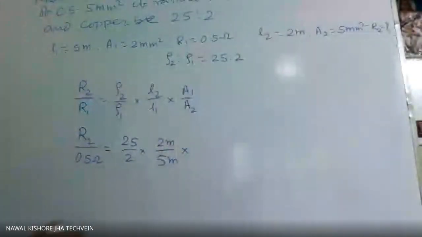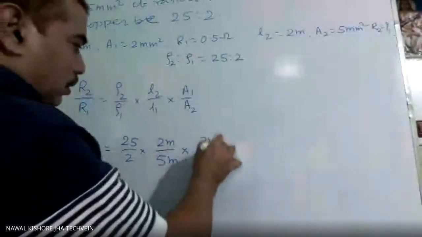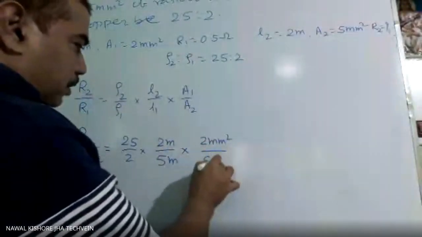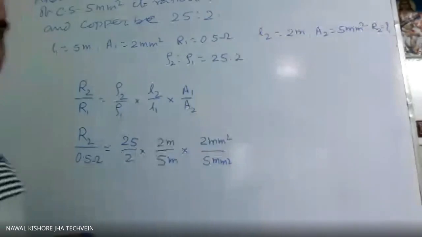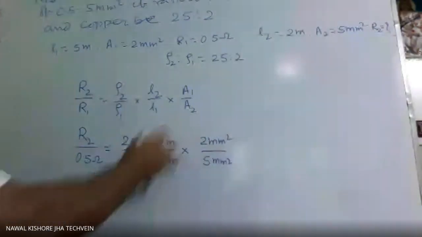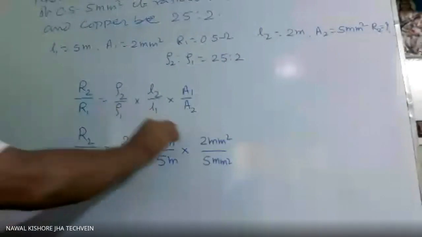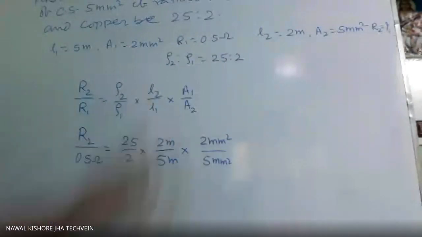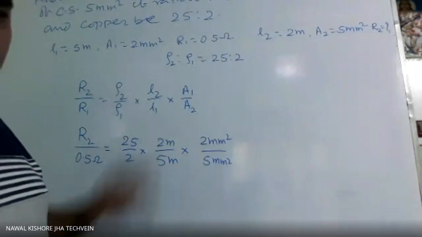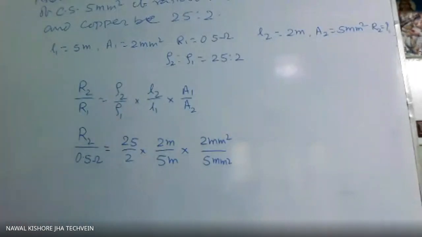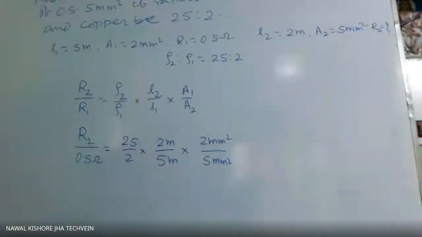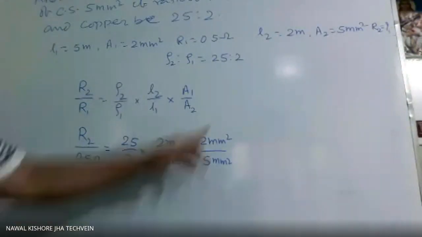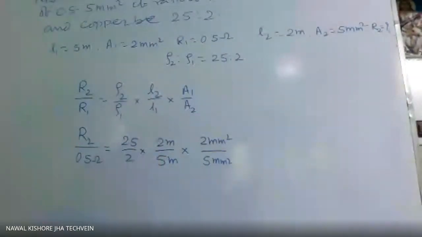Area of cross section, A1 is 2 millimeter square by 5 millimeter square. As both are in millimeter square, they are coming in ratio form, so no need to change. Millimeter square cancel. Meter cancel. If it is given in centimeter, both in centimeter, no problem, it will not change. This is the benefit of this ratio method. No need to change to the same unit. If numerator and denominator are in the same unit, no need to change to SI unit or CGS unit or whatever it is. This may be a different unit, a different system, no problem.